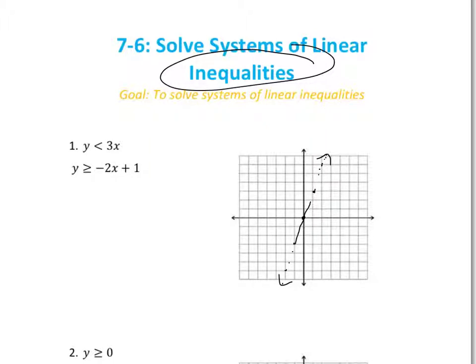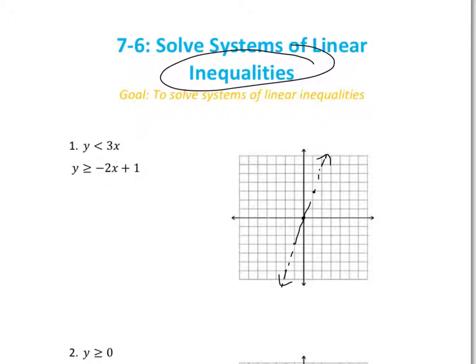Now remember that the way that you shade is based on the sign. Less than always means you're going to be shading the bottom, underneath, and greater than means you'll be shading on top. So this one will be shading down at the bottom right here, but I'm not going to shade yet because I have to graph the other inequality as well.